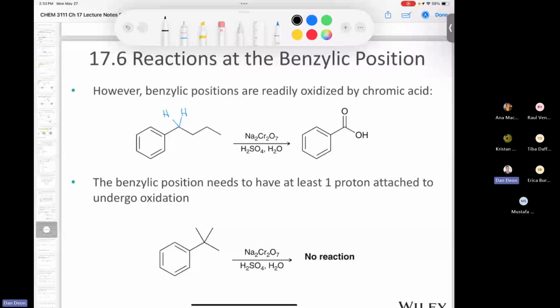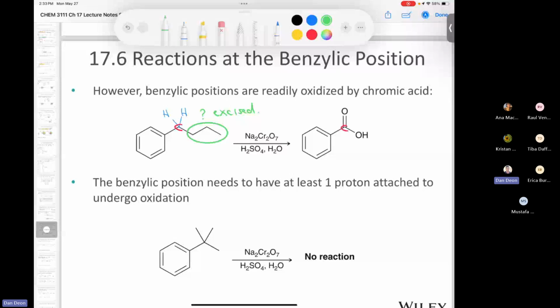And if you're wondering what the heck happens to the rest of the molecule, where does that go? It just says it's excised, okay? So that just means it ends up in the waste in the end. So it just kind of goes away when you work the reaction out. So you oxidize the benzylic position.